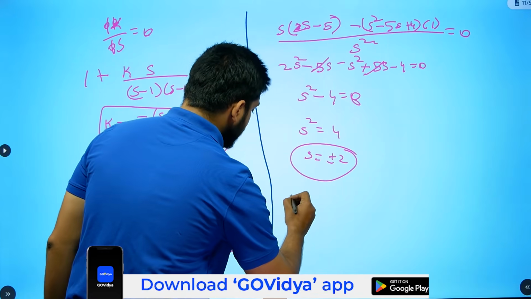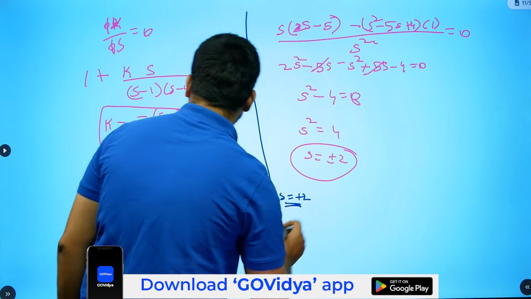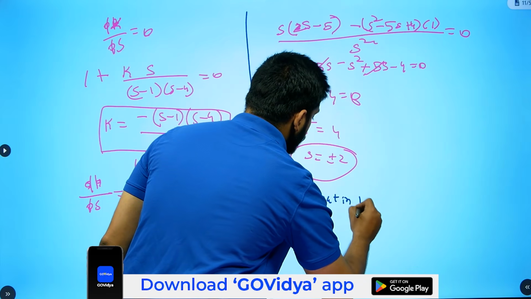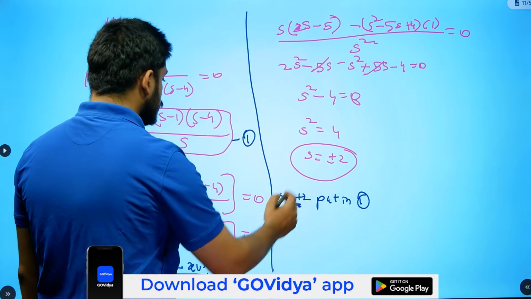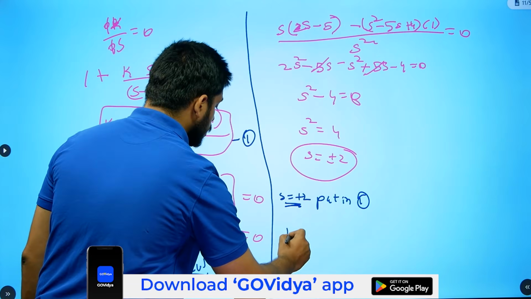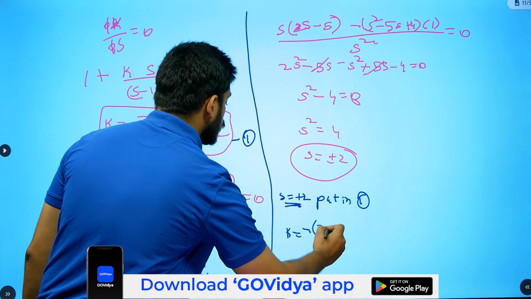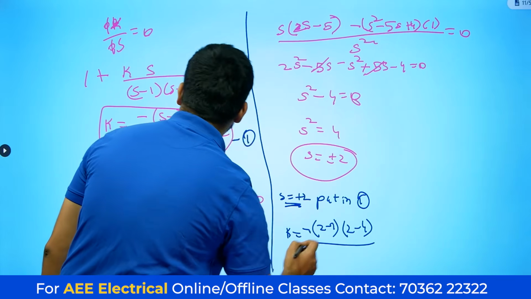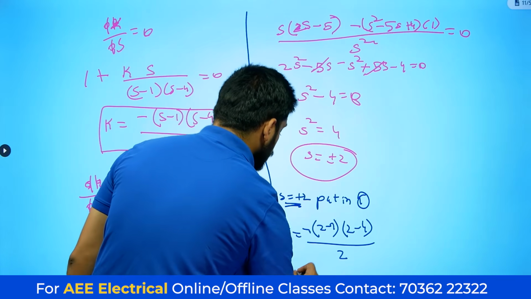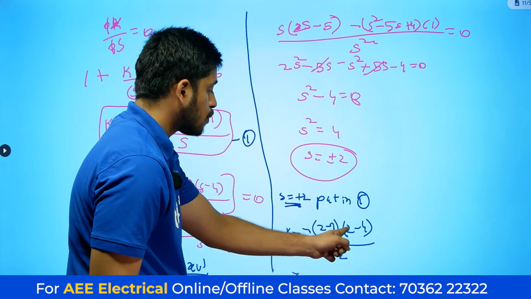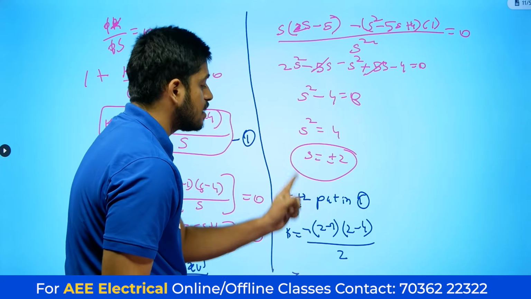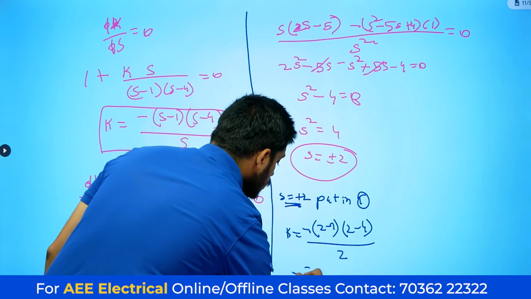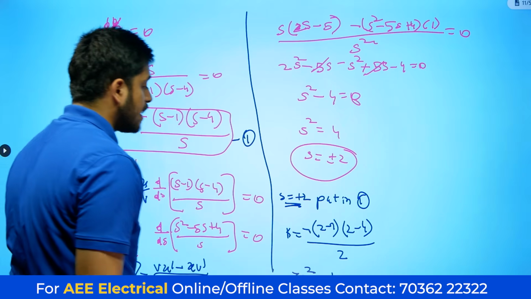So for s is equal to plus 2, put this value in equation 1. Putting plus 2 in this equation, k will be equal to minus of (2 minus 1) into (2 minus 4), divided by s, which is 2. Here 2 minus 1 is 1, 2 minus 4 is minus 2, minus 2 into minus 1 is 1, and minus into minus becomes plus. So I get 2 by 2, which is 1. So my k value is 1.